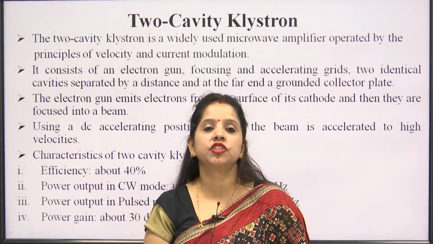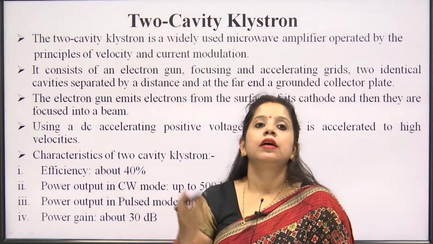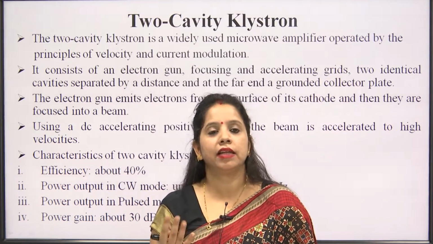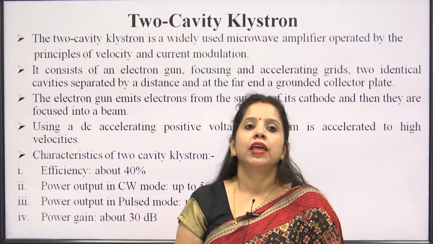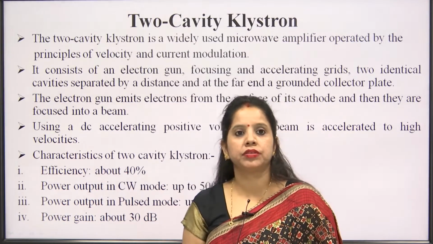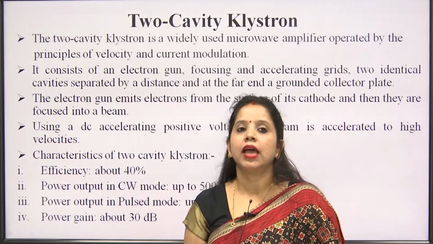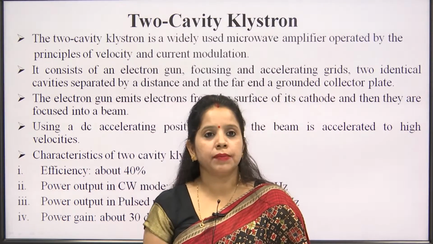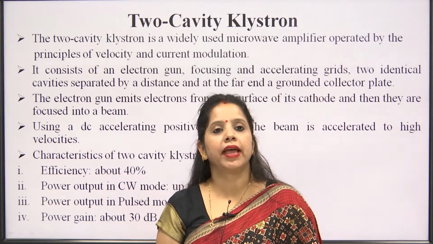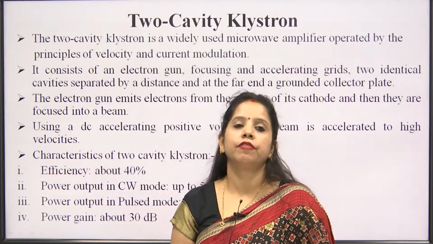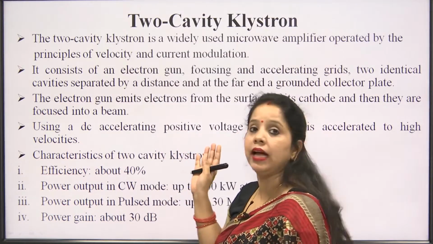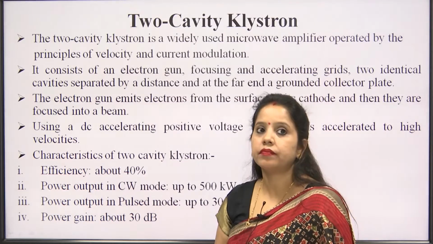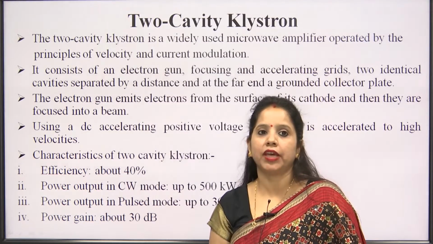And in the last lecture, we covered the problems faced by normal vacuum tubes at microwave frequency. If normal vacuum tubes do not work properly at microwave frequency, new types of components come into existence. The foremost and most important of these is the two-cavity klystron. So, what is the two-cavity klystron?